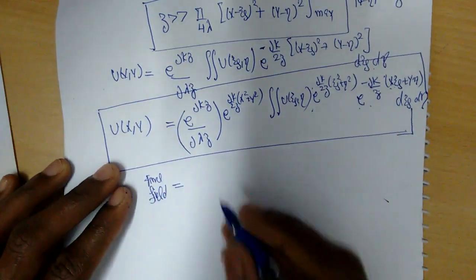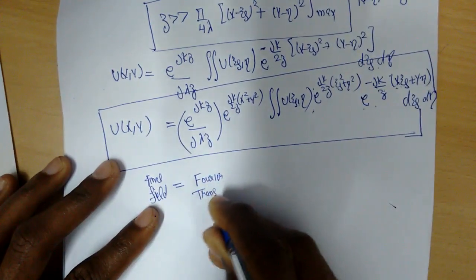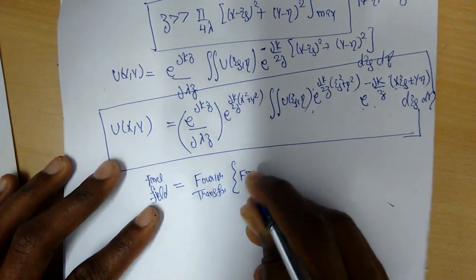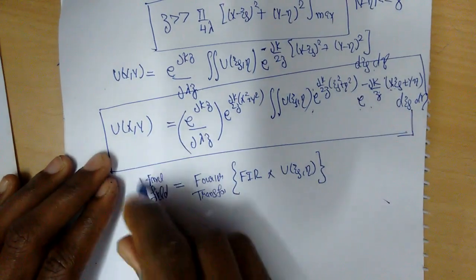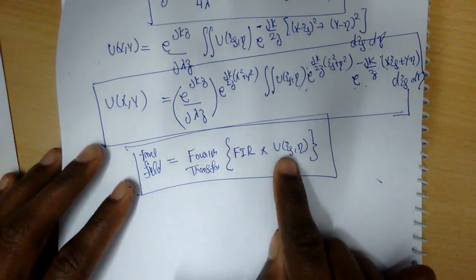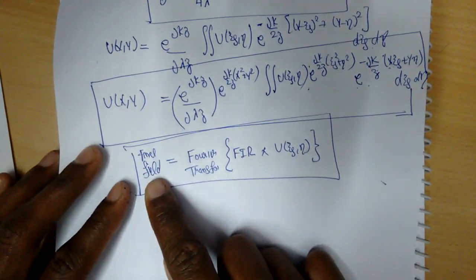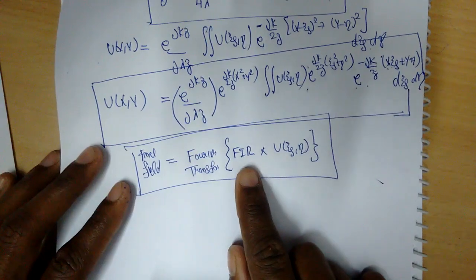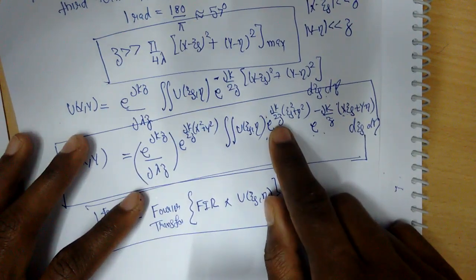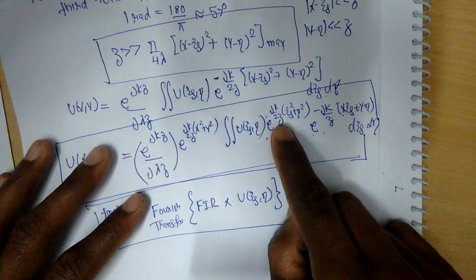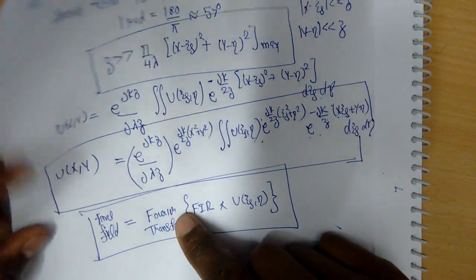the final field will be nothing but the Fourier transform of the Fresnel impulse response function multiplied by u of zeta eta. This is a very important result. So what does it mean? If we are given an aperture function u zeta eta, and you want to calculate the Fresnel diffraction on a plane at a distance z, you just multiply the aperture function u zeta eta with the quadratic phase function e raised to power jk upon 2z (zeta square plus eta square). This z is decided by the distance. So this will be your final field on the screen.